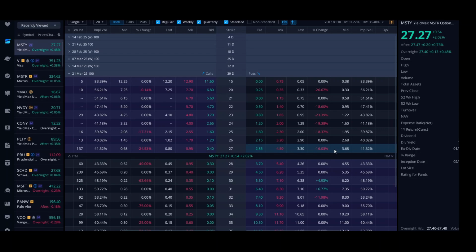So anyway, I think I'm going to wrap it up right there for now. I'm starting to see some advantages of using options for MSTY here. I can use it to actually average down and make premium and distributions.